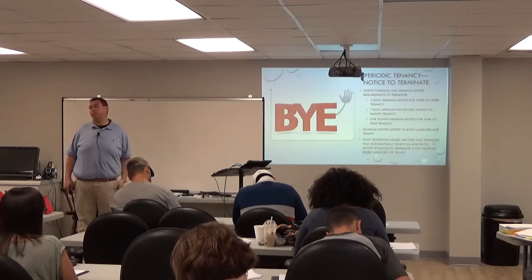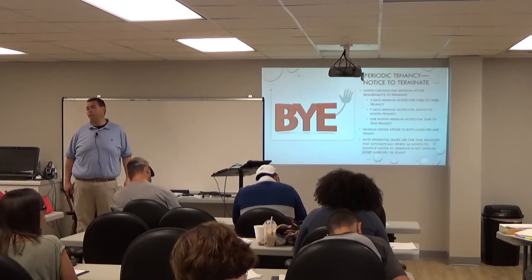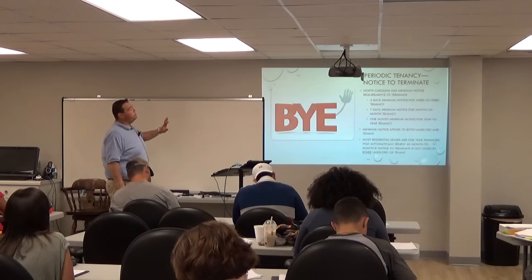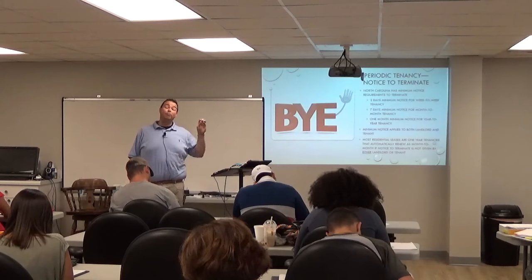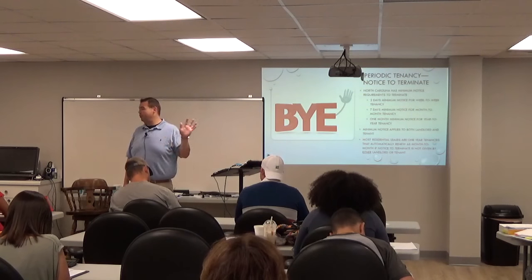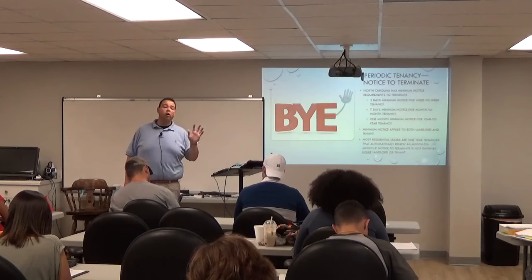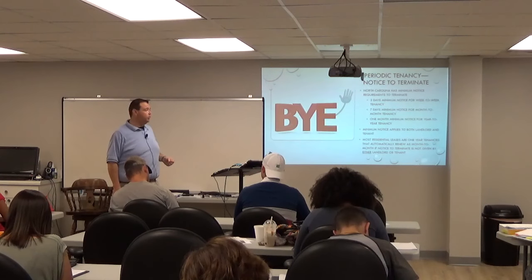And if it's 30 days notice for the tenant, it's also 30 days notice for who? The landlord. Is everybody with me on that? So these are the minimum notice periods in a periodic tenancy. Remember, there's no notice in an estate for years, right? None. These are only for periodic tenancies in North Carolina.